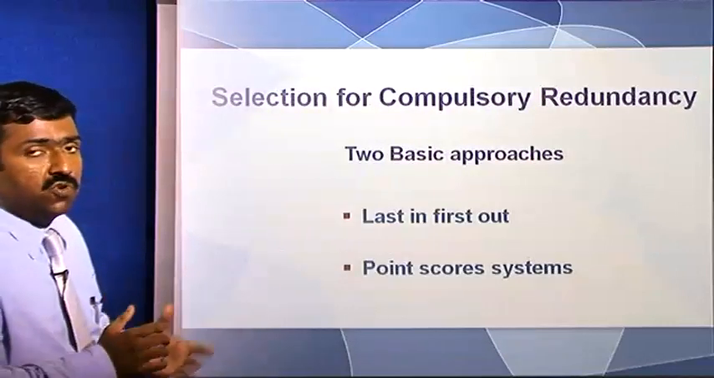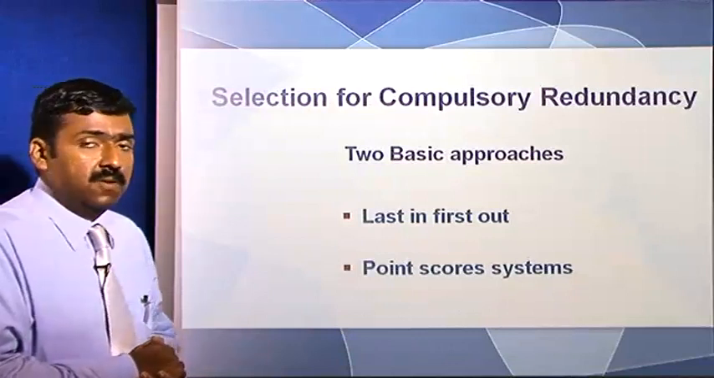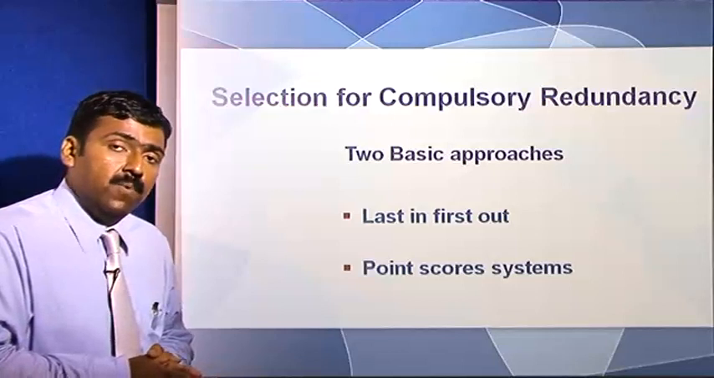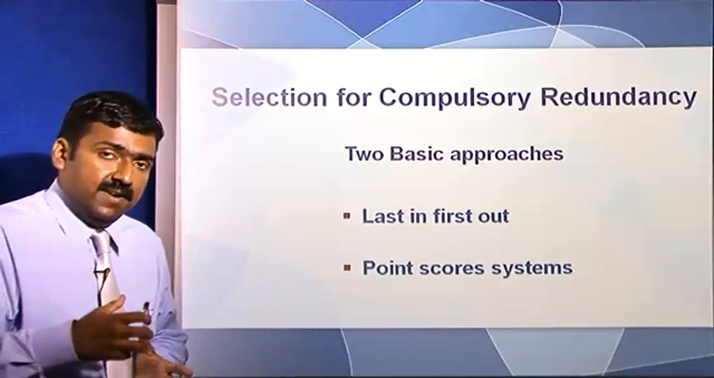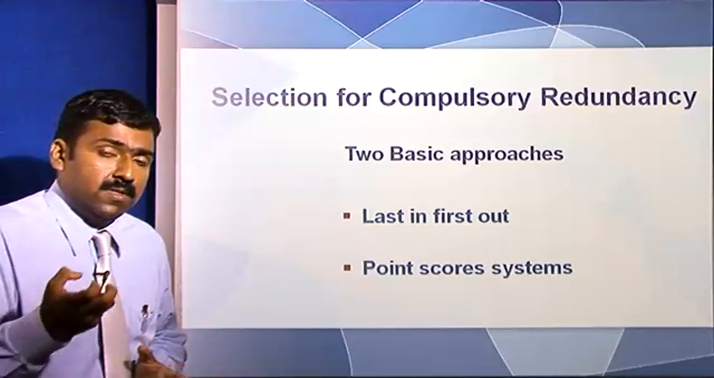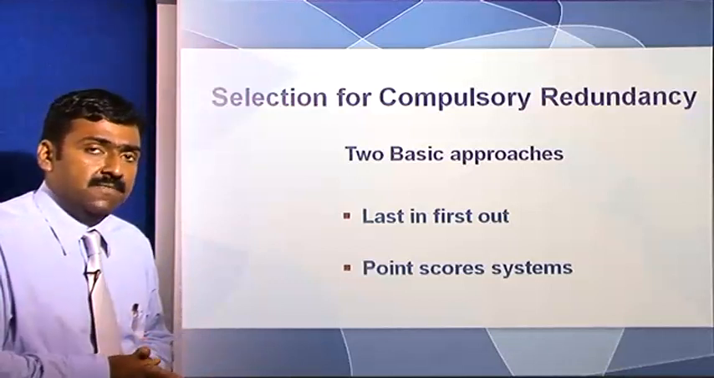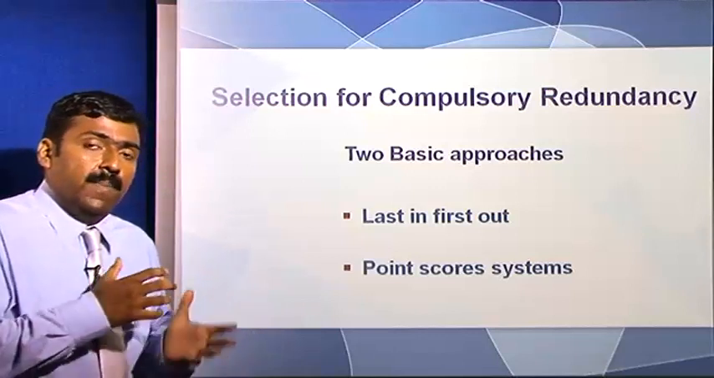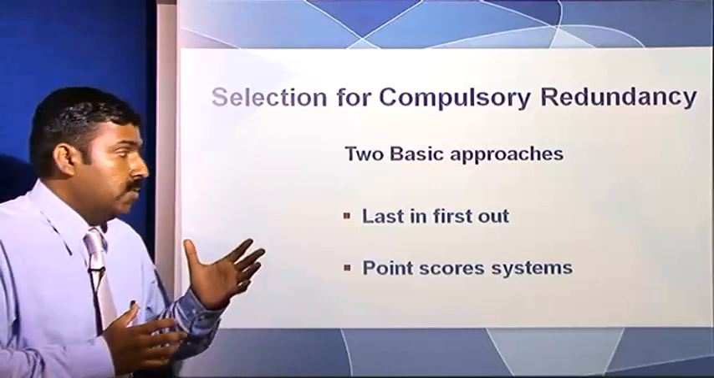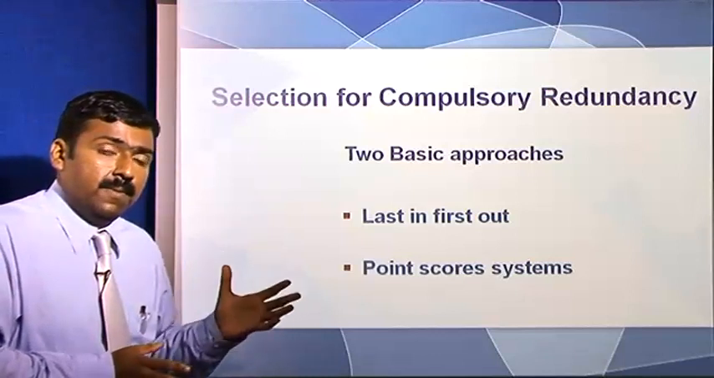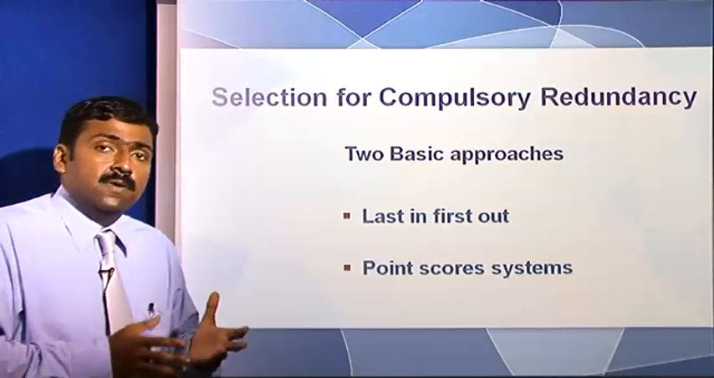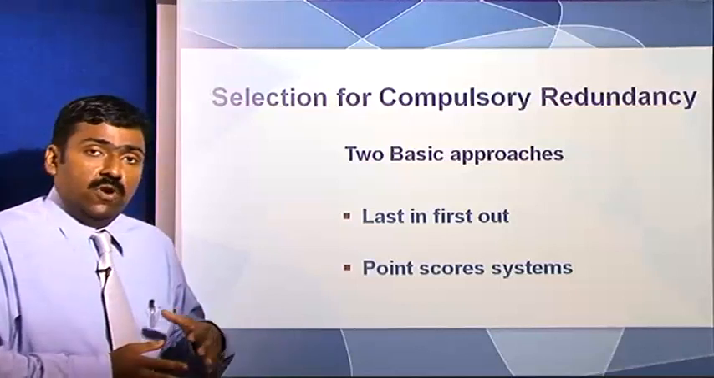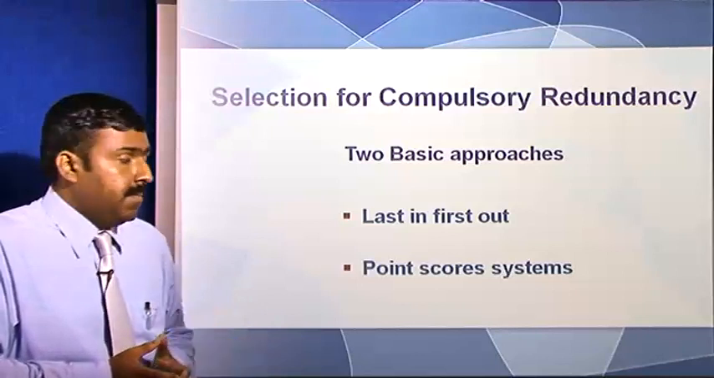Now, what are the approaches to compulsory redundancy? There are two basic approaches. The first and most common is last in, first out. People who joined last are selected and they are shown the door. We call it LIFO, or last in, first out. Then there are point score systems. Point score is a better and more objective system when compared to last in, first out, because in LIFO the entire burden is taken by the people who joined the company in the latter part, and those who joined earlier survive the axe.